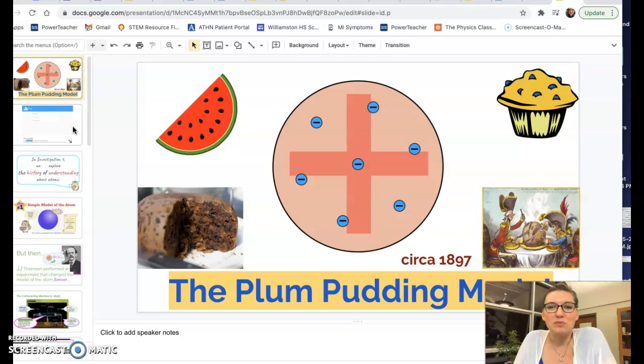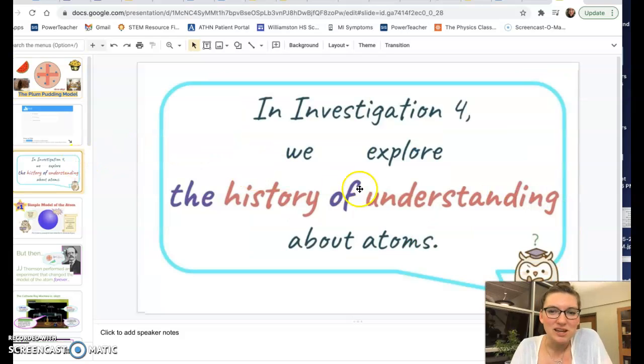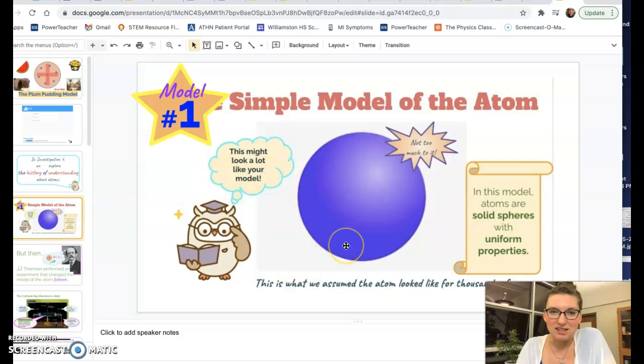You have a fluffy, positive fluff here, and then you have negative electrons like the blueberries or the watermelon seeds or the plums in the plum pudding. So we are going to be exploring the history of understanding about atoms in this investigation. If you'll remember, since 400 BC, this is the model that we had about the atom. It was just a solid sphere with uniform properties, and that's what people thought atoms were like since the beginning of when people thought about this.